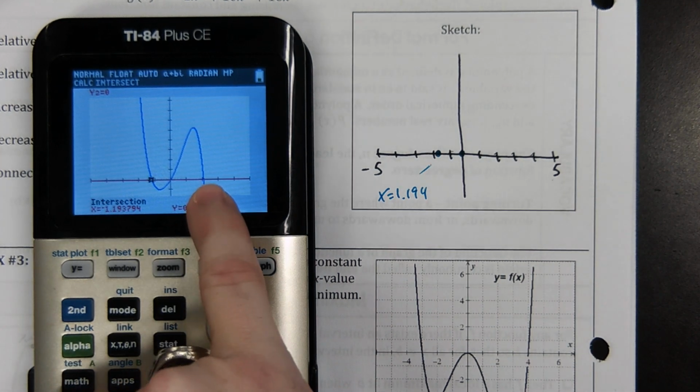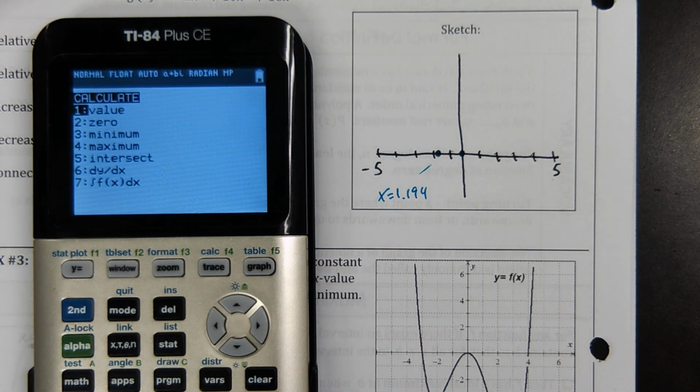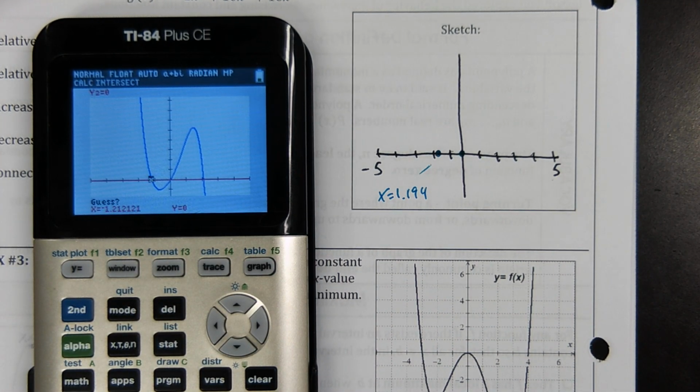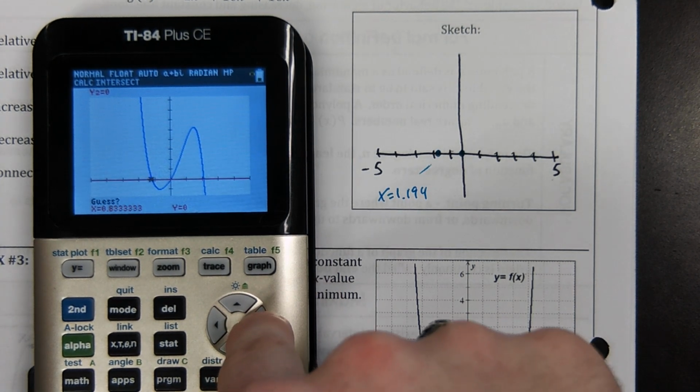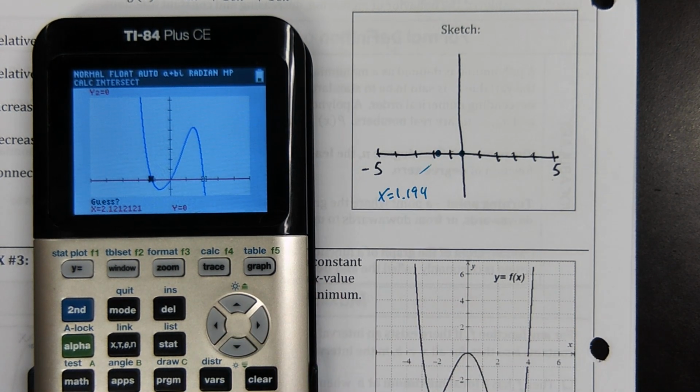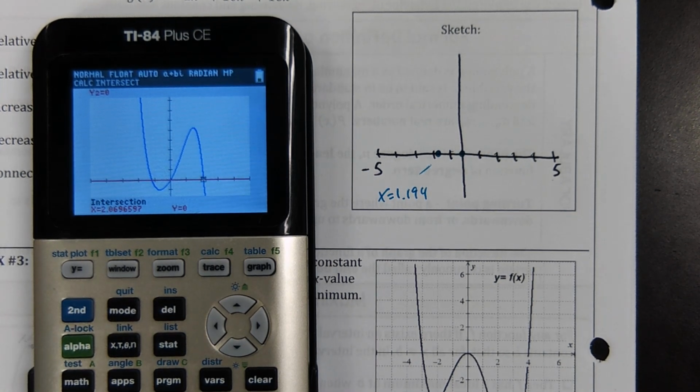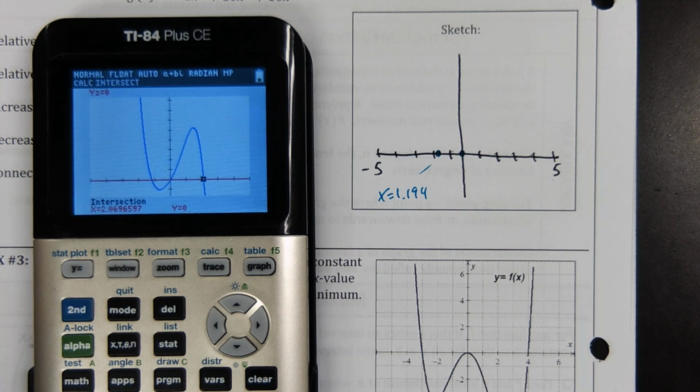You can see it's just a little bit past 2. Second trace, 5. Yes, yes, enter, enter, because there's only 2 graphs. And then I just scroll all over to the other solution. And I take a guess by hitting enter. And you see 2.07 actually. If you round it to 3 decimals, you get 2.07.